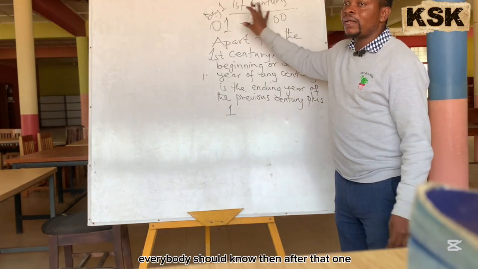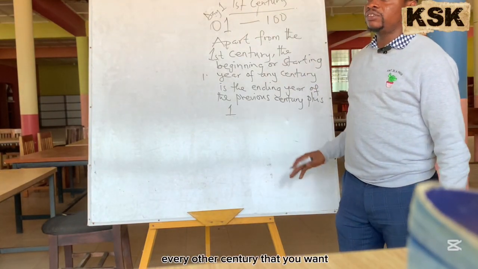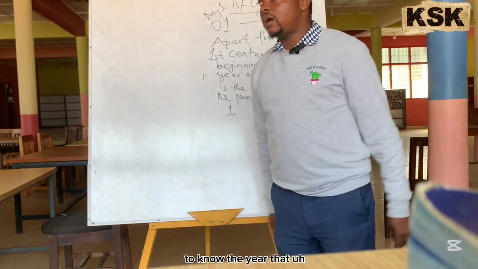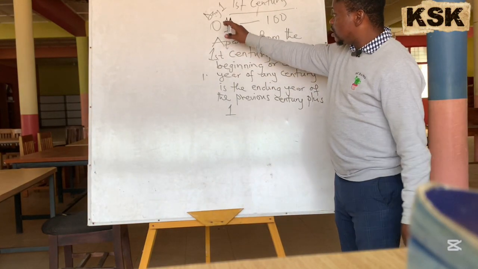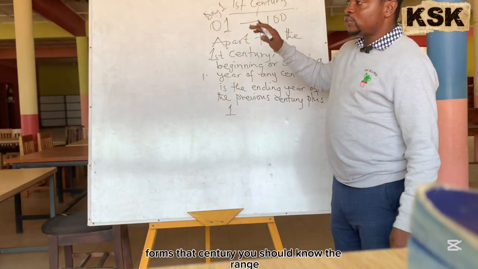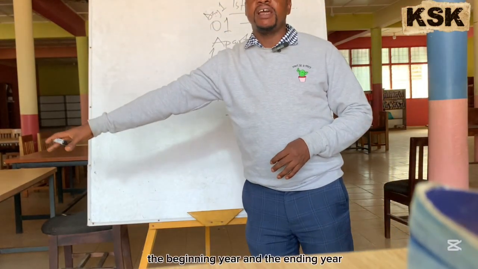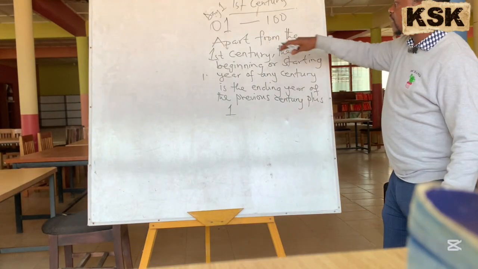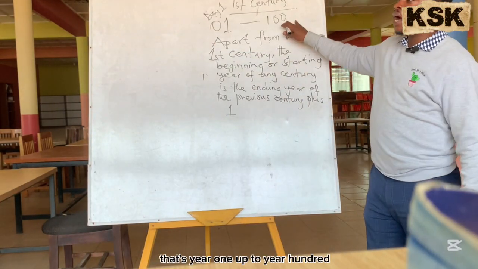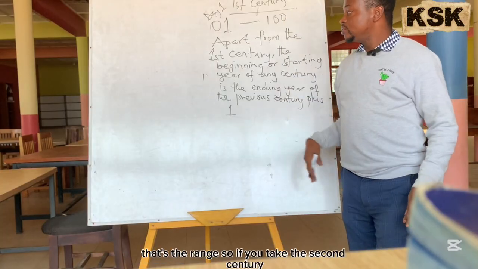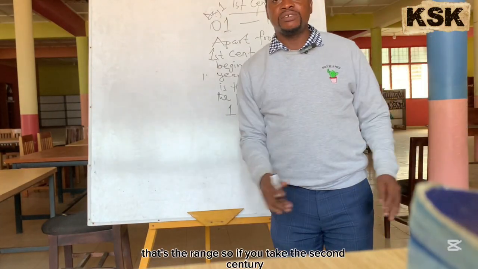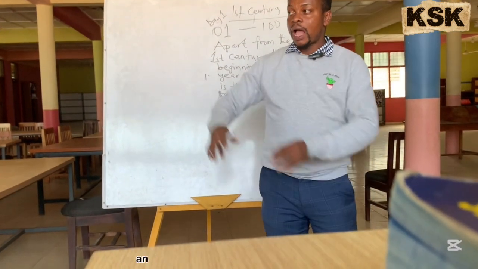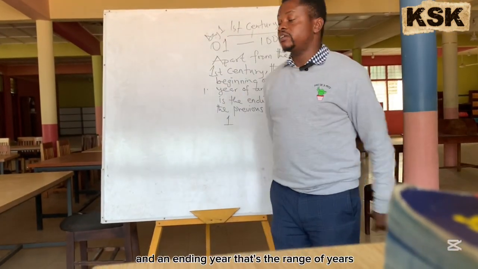Then after that one, every other century that you want to know, the year that forms that century, you should know the range, the beginning year and the ending year. Just as we know the beginning year here, that's year 1 up to year 100, that's the range. So if you take the second century, it should have a beginning year and an ending year. That's the range of years.